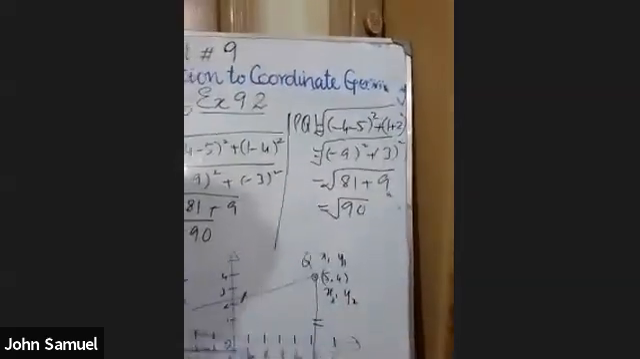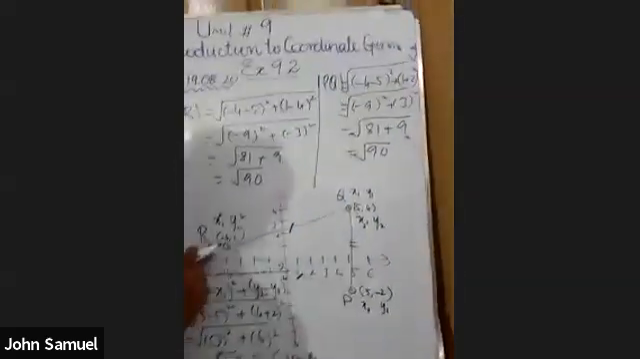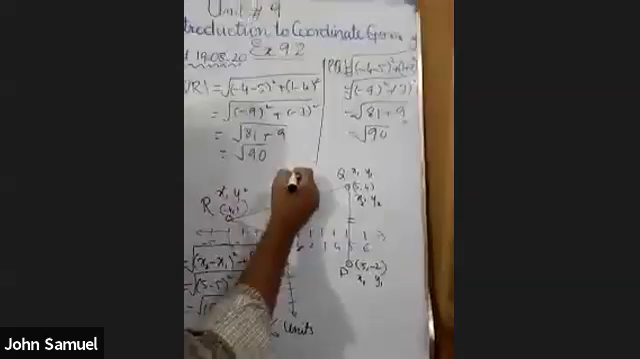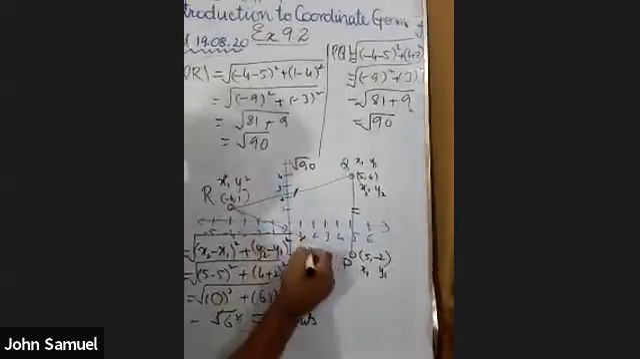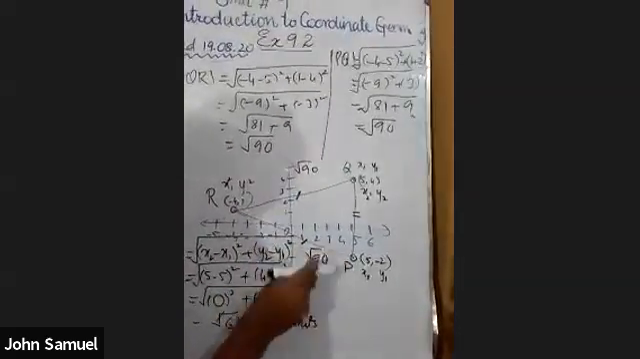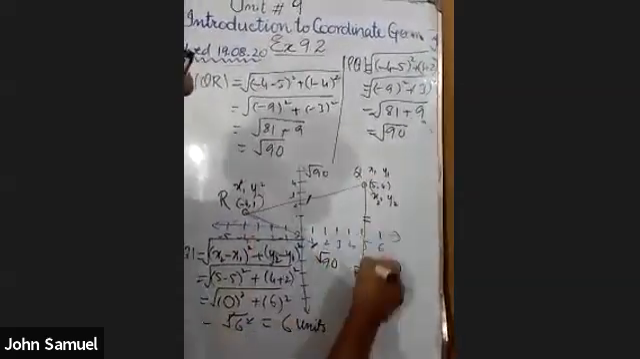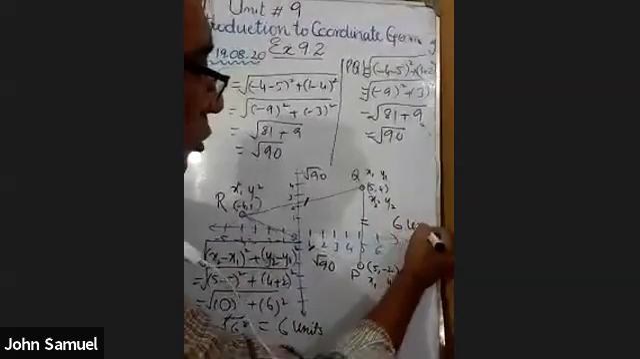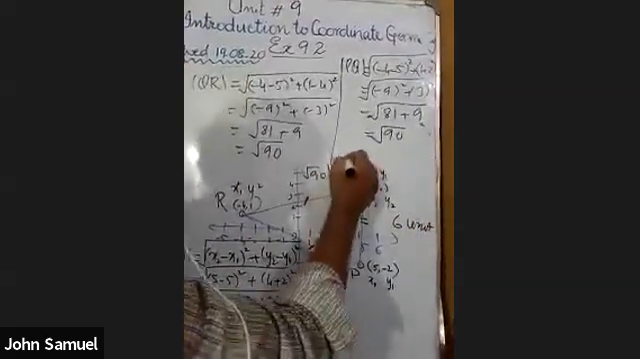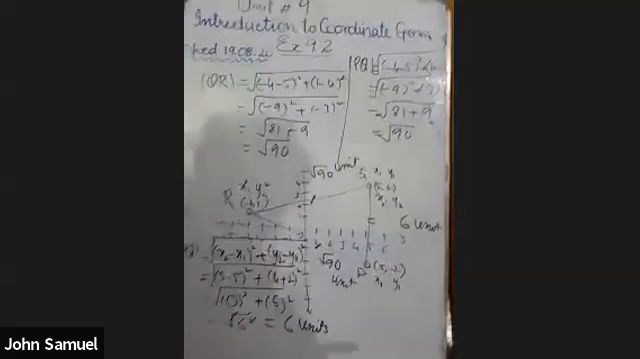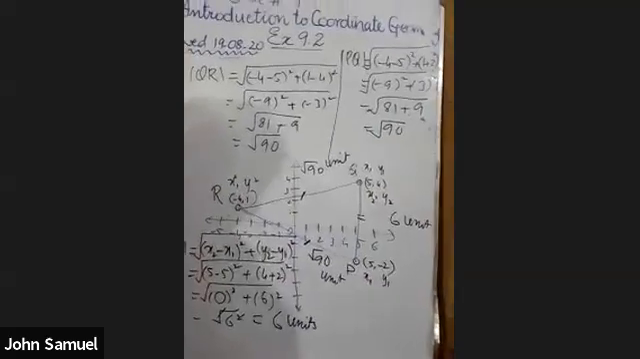So you can see the distance from P to R and Q to R is under radicand 90. Similarly, this distance is also under radicand 90. This distance is under radicand 90. Whereas this distance is what? 6 units. You can even write this as 6 units, root 90 units. Okay, I do hope. So this figure, according to the derived formula, we have derived it. So we have learned that this is an isosceles triangle.